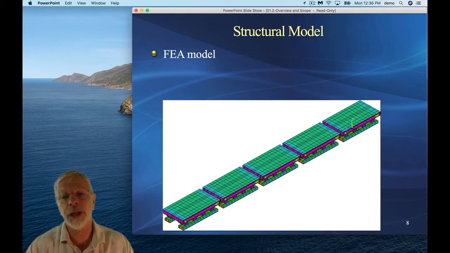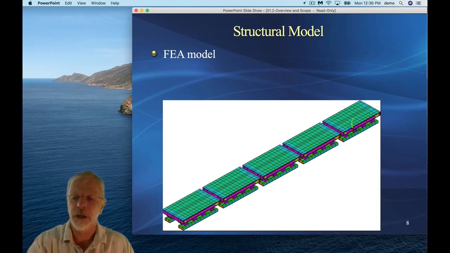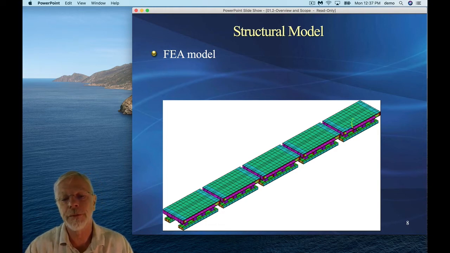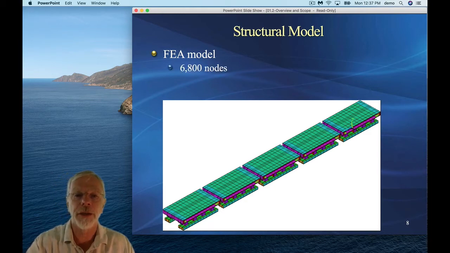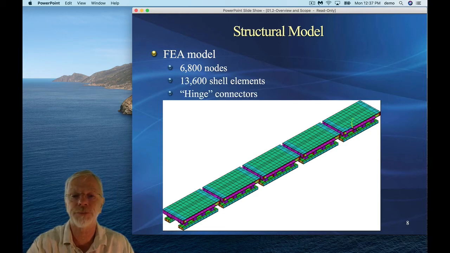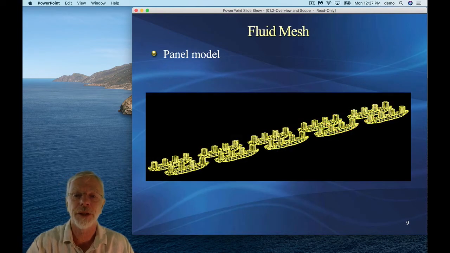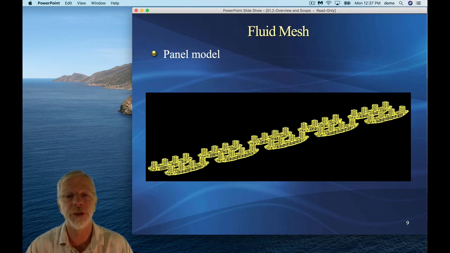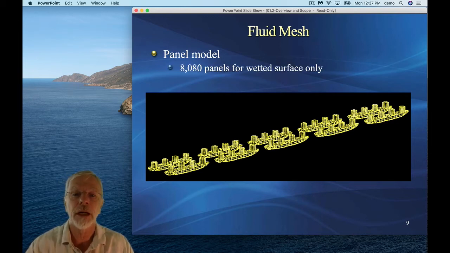For this particular application, the finite element model that was used was shown below here. We can see clearly the finite element models for each of the semi-submersibles, and involve 6,800 nodes and 13,600 shell elements. The modules were connected using quote-unquote hinge connectors. This is the panel model, which is different. This is the fluid mesh panel model. It involved 8,000 panels for the wetted surface only.